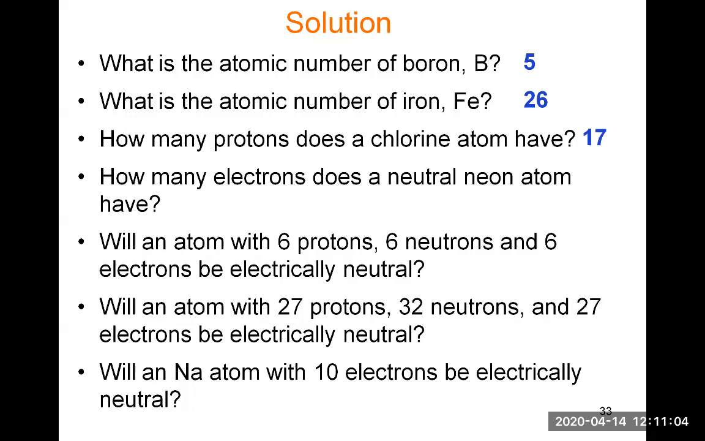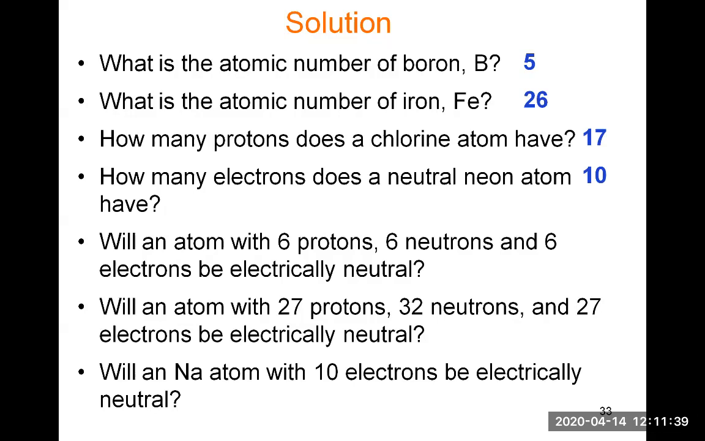How many electrons does a neutral neon atom have? Neon, found in the right side of the periodic table, atomic number 10, will have 10 electrons if it is neutral, because neon has 10 protons, and to be neutral it needs 10 electrons. The 10 negative charges from the electrons will cancel out the 10 positive charges from the protons.